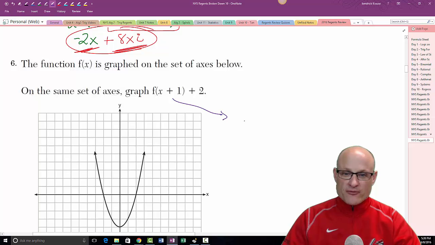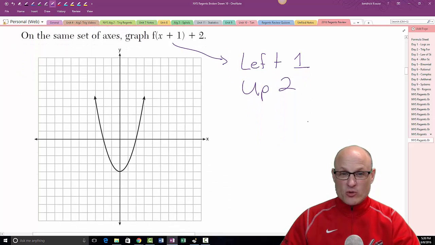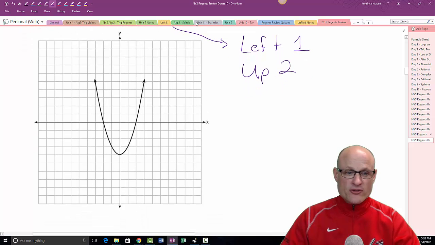This is a shift left 1 and up 2. Now you have to show work. That's part of your work: left 1 and up 2. So that's what our transformation is. Left 1, up 2. So we're going to take all of these points. This point, left 1, up 2. This point right here, left 1, up 2. And this point right here, left 1, up 2. Take all of the good points that are on this graph. There's one right there, left 1, up 2. And this point right here, left 1, up 2. This one here, left 1, up 2. And you just draw it in.